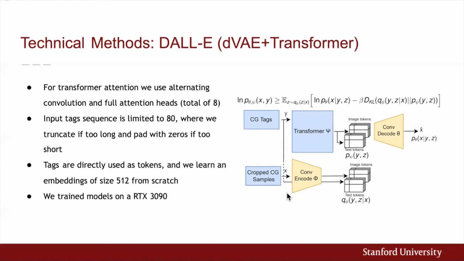So our transformer has a convolutional attention and a full attention. The input text sequence is limited to 80 text tokens, and then we will truncate them if they're running too long. And the tags are directly used as tokens. We learned the embedding, size 512, from scratch. And we trained the full model on an RTX 3090.